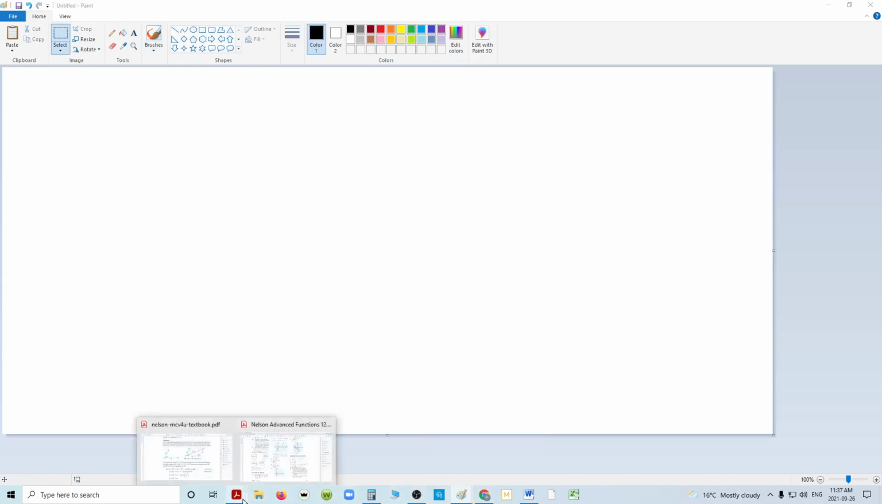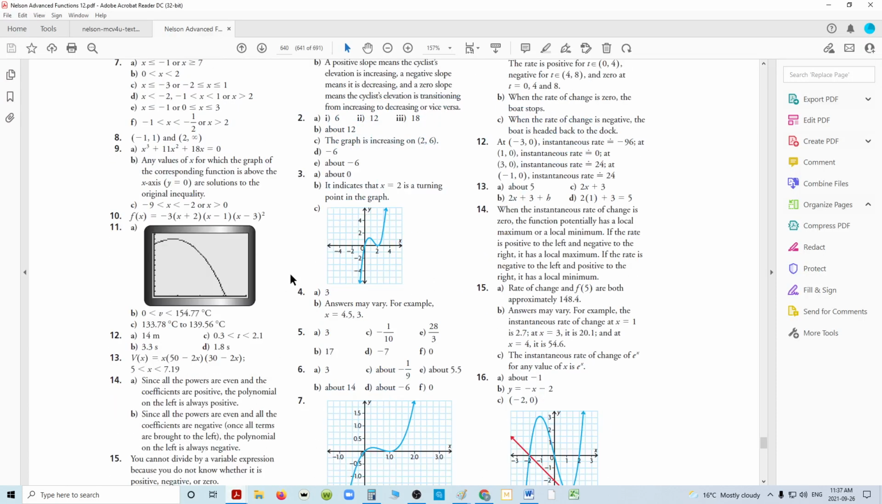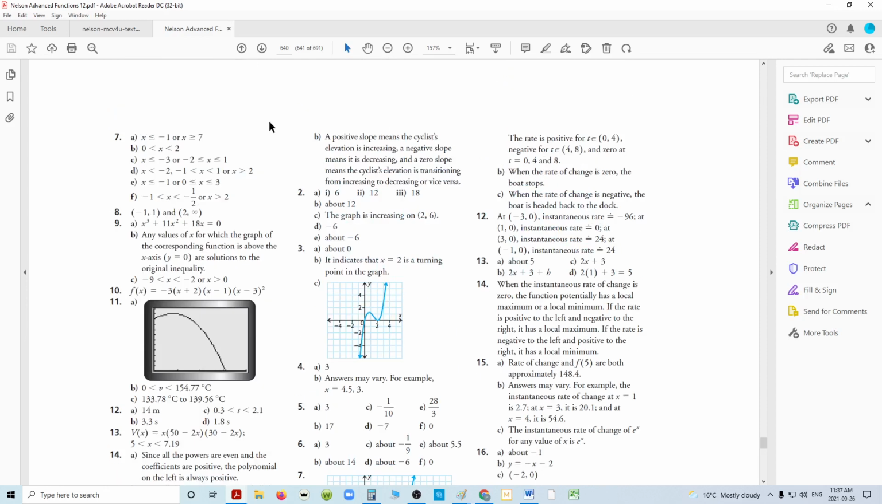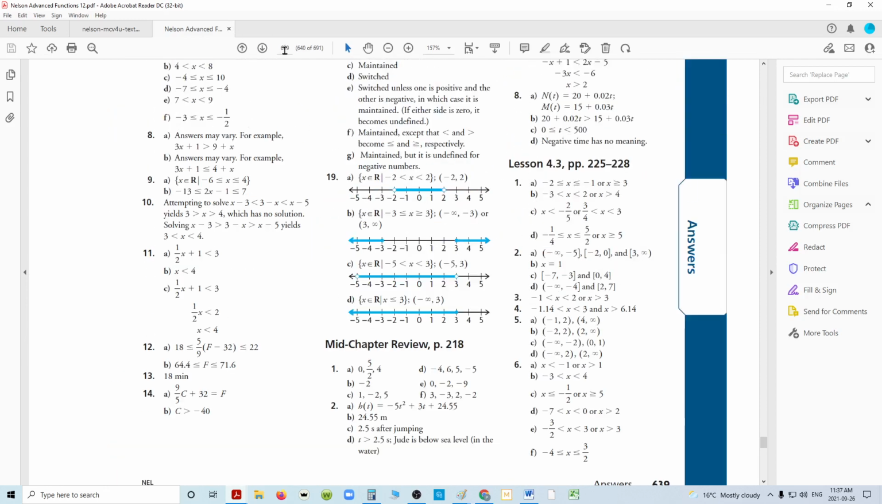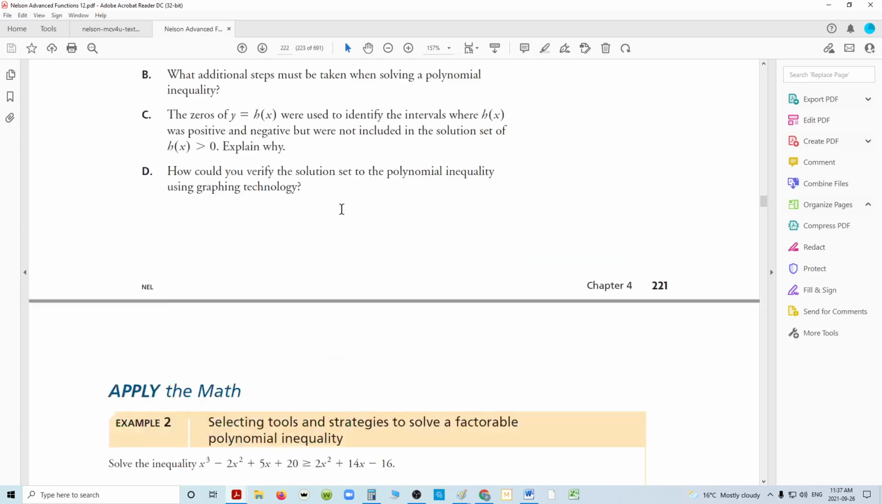So this entire chapter is about different methods of factoring. Which page was I on? I'm on page 225. Finding when two polynomials are unequal.